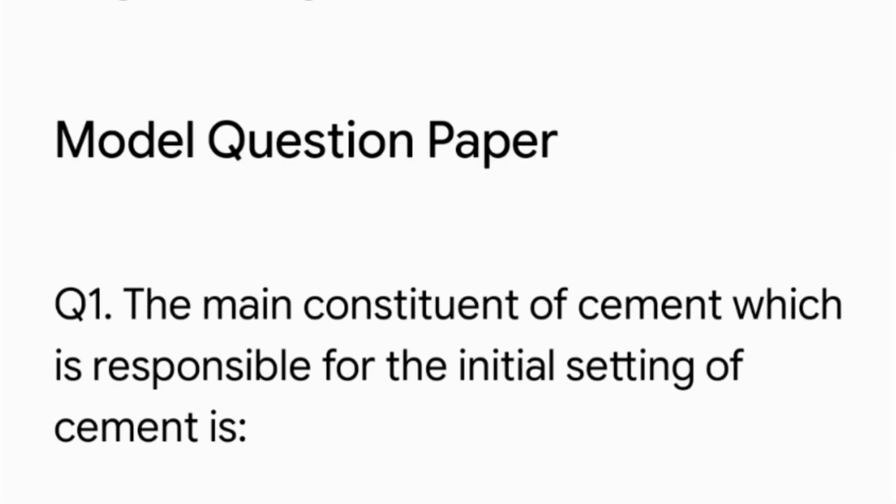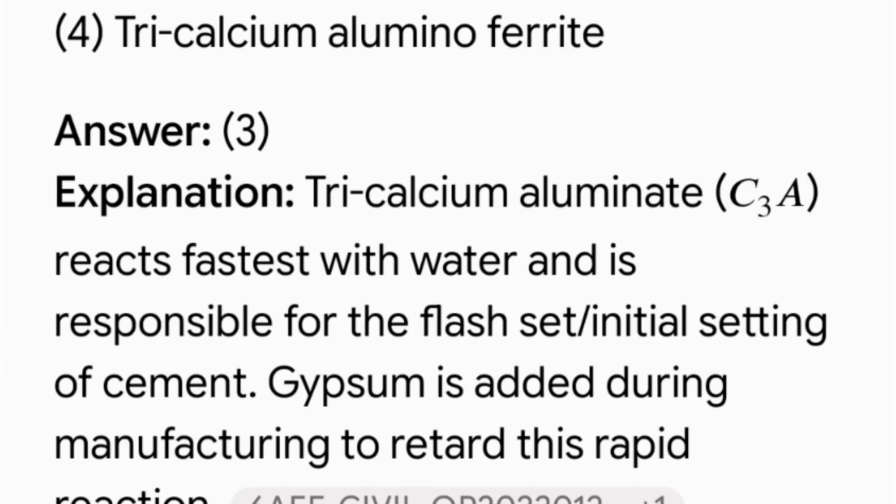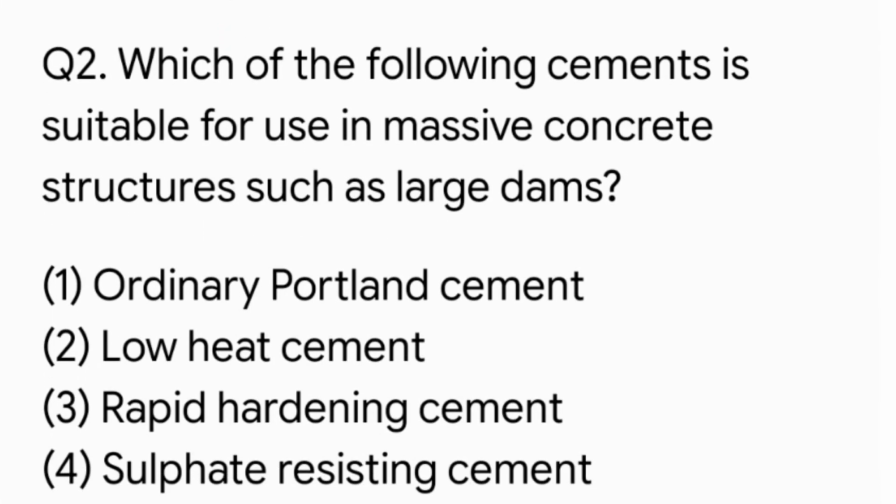Question number one: the main constituent of cement, which is responsible for the initial setting of cement, is? Correct answer: tricalcium aluminate. Next question: which of the following cements is suitable for use in massive concrete structures such as large dams? Correct answer: low-heat cement.